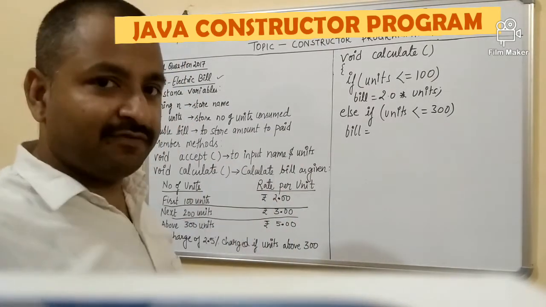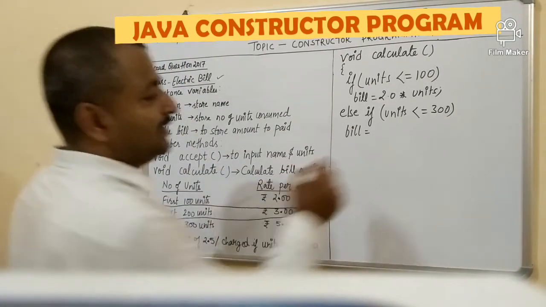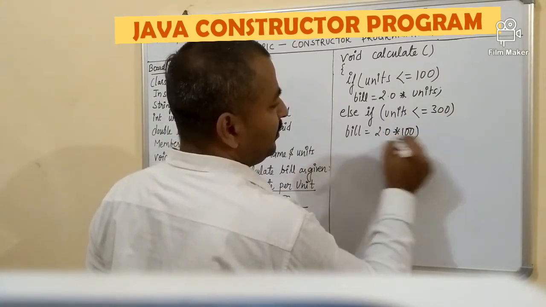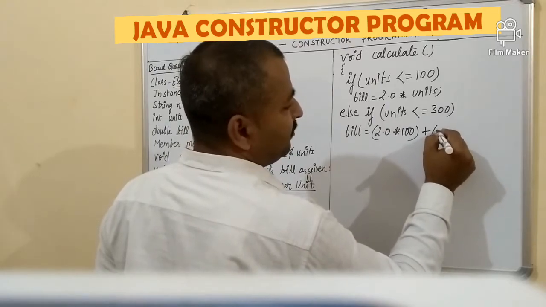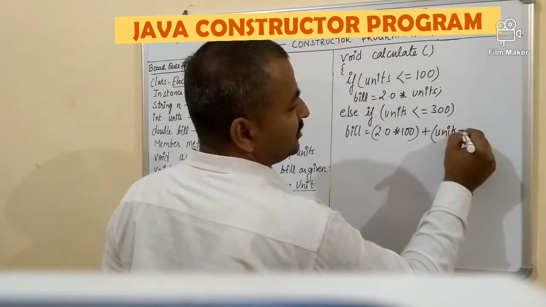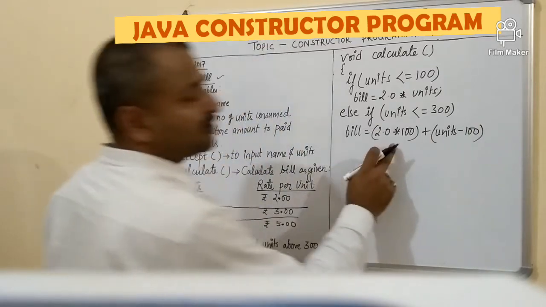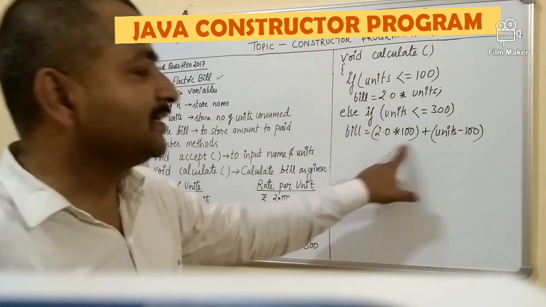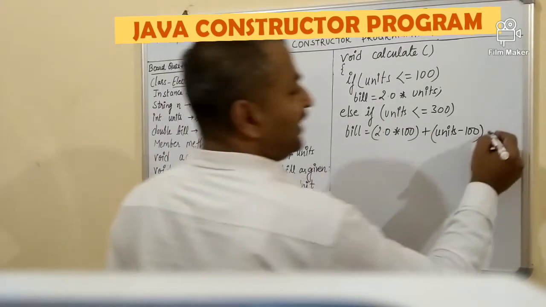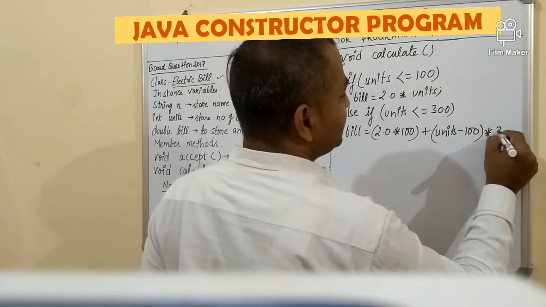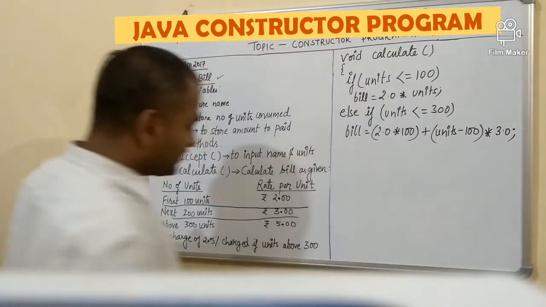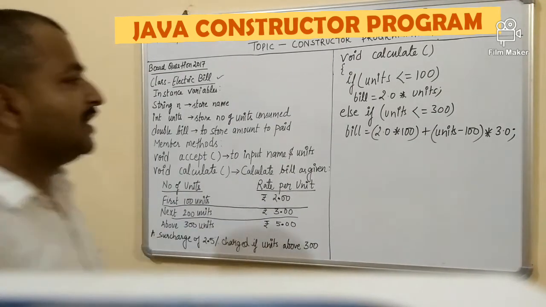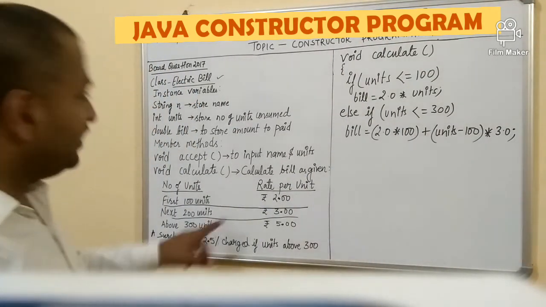So this is the basic difference and you have to learn this. You will calculate, write down 2 into 100 and add, first of all subtract units minus 100. Why? Because the charge for 100 units we had already calculated. So units minus 100, the remaining units, is multiplied by rupees 3. Now the last condition is your above 300 units, that is after 300.